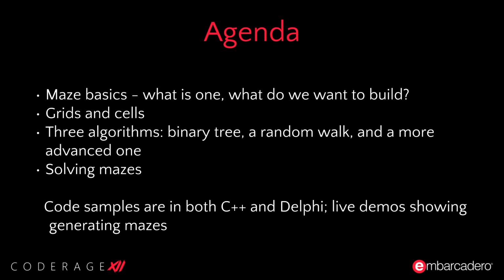So we'll cover what a maze is and what we want to build, some concepts like grids and cells, a few algorithms to generate a maze, and solving mazes as well. Once you have a maze, how do you go between the entrance and the exit, or between any two arbitrary points, and find a solution? We have code snippets in both C++ and Delphi. I have written the same application in both languages and can give a live demo showing how some of these algorithms work.